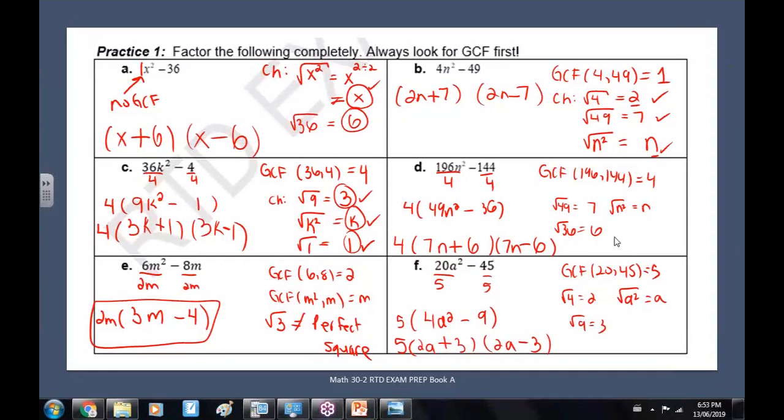Okay, give me a little message in the chat box. Type to me how you're doing on factoring. How's the factoring looking? Like, is it better than it was before, I hope?